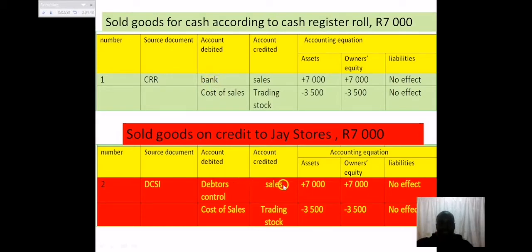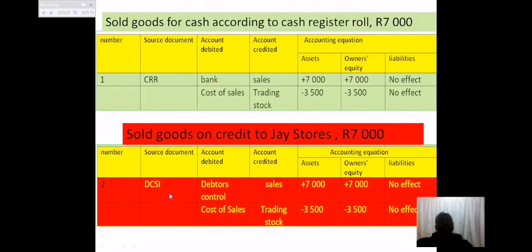But everything else that we recorded last time is not changing. Cost of sales is still recorded in the same way, trading stock in the same way, and the accounting equation is still affected in the same way. So basically the biggest difference has been on debtors control and bank, and the source documents only.